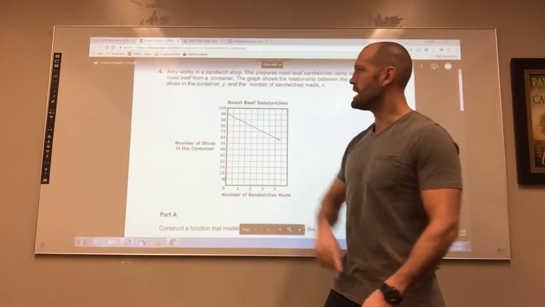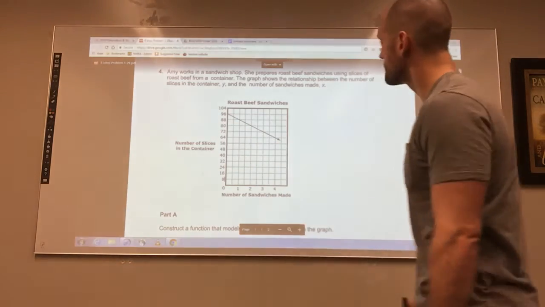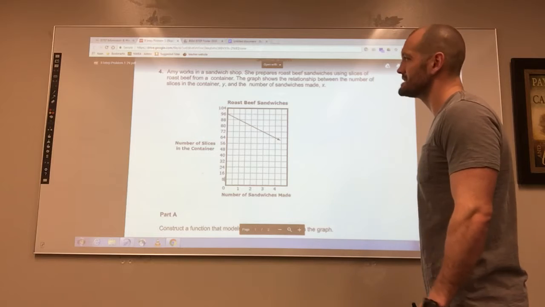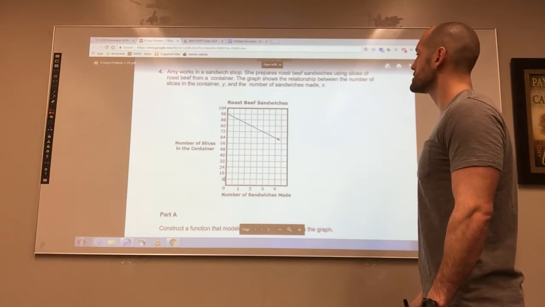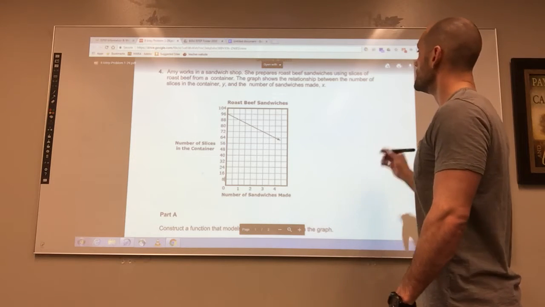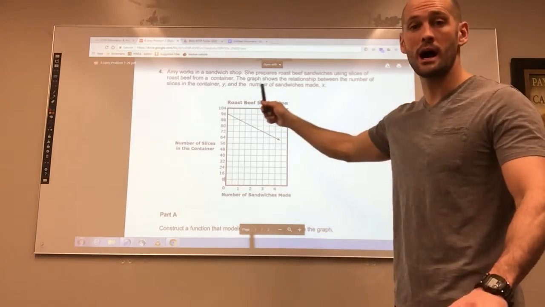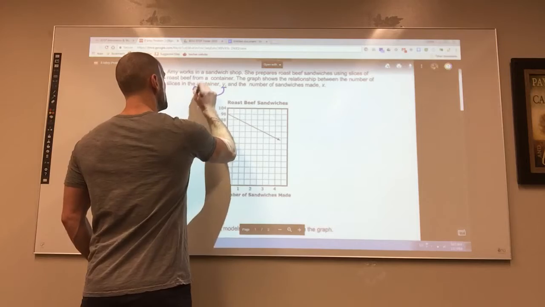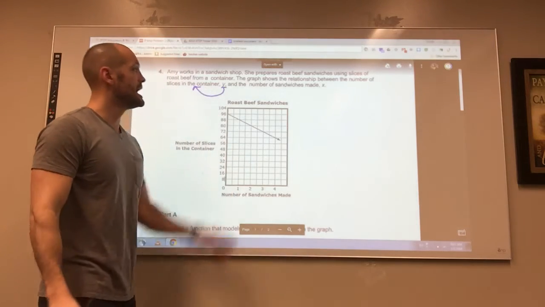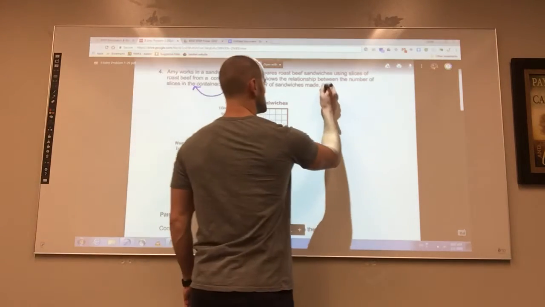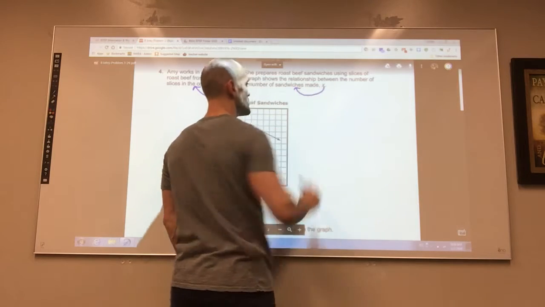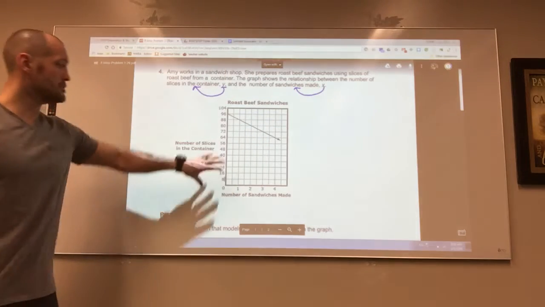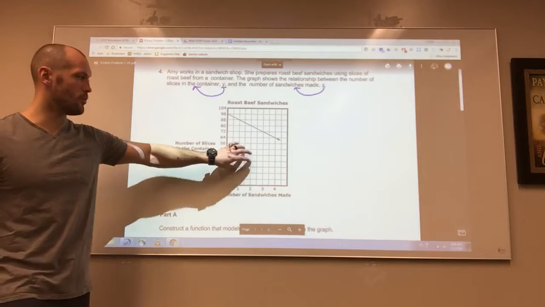Here we go. Amy works in a sandwich shop. She prepares roast beef sandwiches using slices of roast beef from a container. The graph shows the relationship between the number of slices in the container, Y. They just told you what Y represents, by the way. Y represents slices in the container of roast beef. And the number of sandwiches made, oh, they just told me what X represents. Number of sandwiches made.